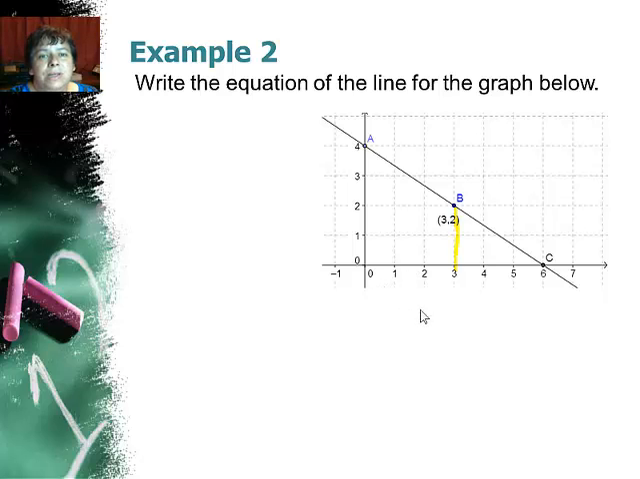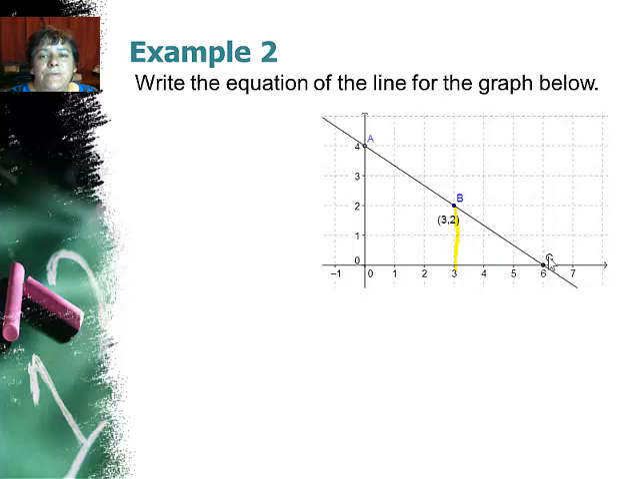So here in an example, we're going to write an equation for the line for the graph below. I've already started, I've got 3 points to choose from, and I need to find the slope. I'm going to start from this point here and use these two. You could use A and B, B and C, or A and C, any 2 points.